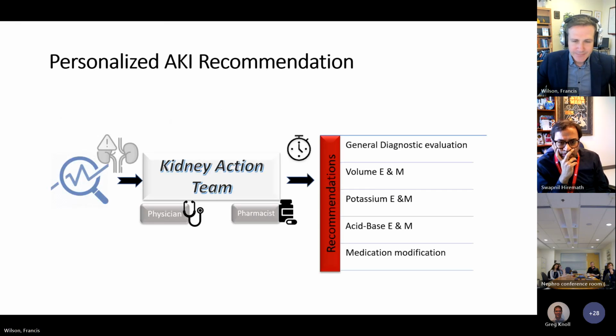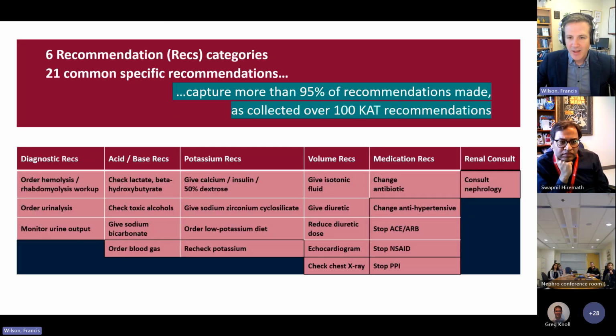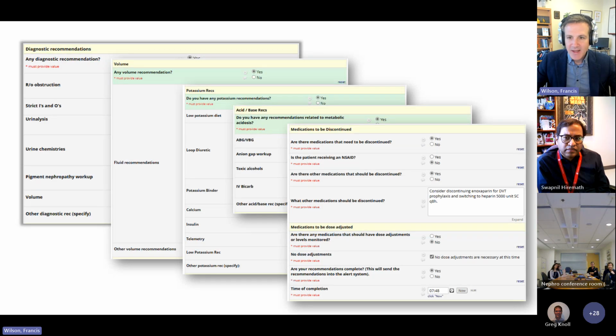Okay. Recommendations are made across 5 broad categories. I'll give you some examples of the recommendations that are given. So for example, the team might recommend that you order a hemolysis or rhabdo workup, or just urinalysis, or monitor urine output, maybe checking toxic alcohols and so on. So a lot more than just stop NSAID in this study. And we tried to capture all of this as accurately as possible.